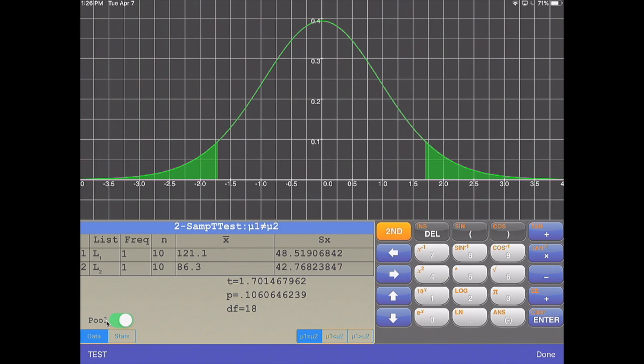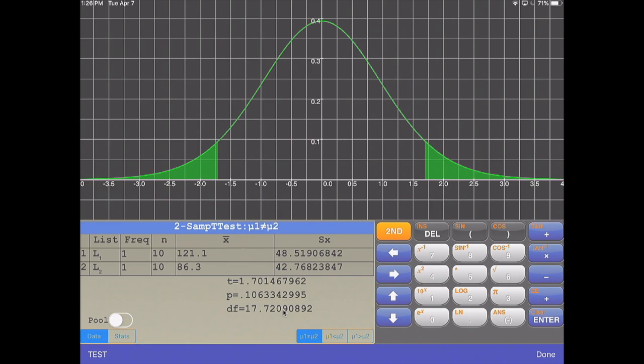So going back to the issue of pooling or not pooling, if the standard deviation was so extreme where one was more than twice the other, then you would consider not pooling the data. And if I just shut that off and not pool it, you can see that the impact was very little on this particular case. The t-score, of course, is still the same. The probability dropped just a tiny bit, and the degree of freedom dropped from 18 to 17.72.